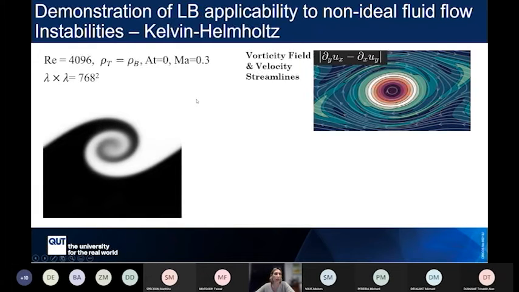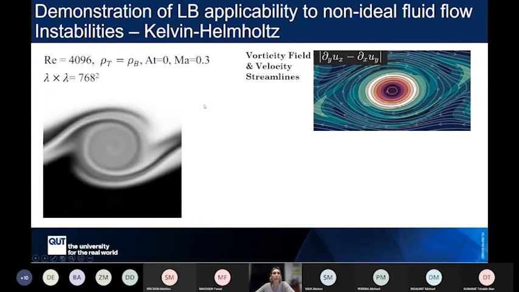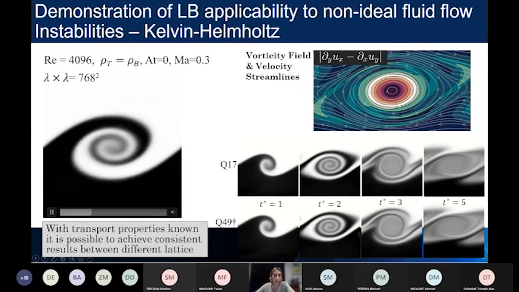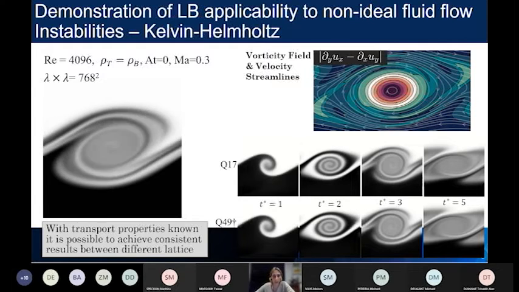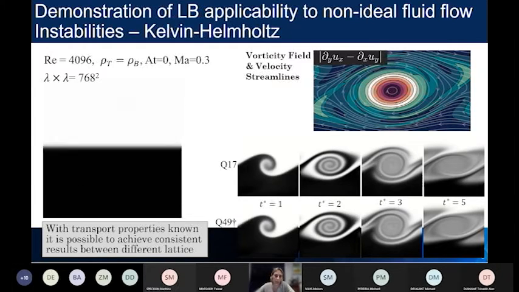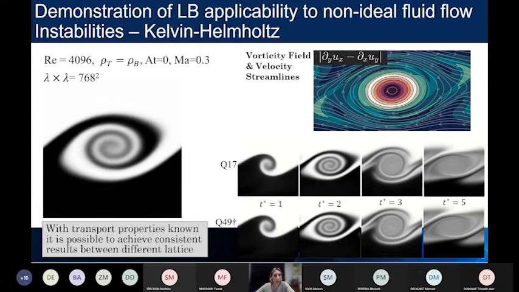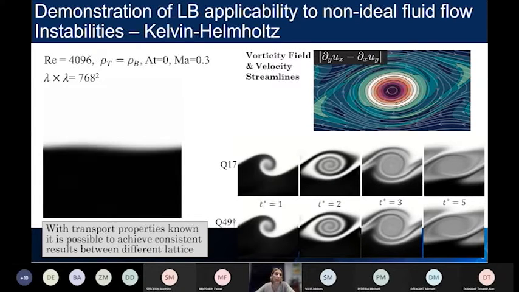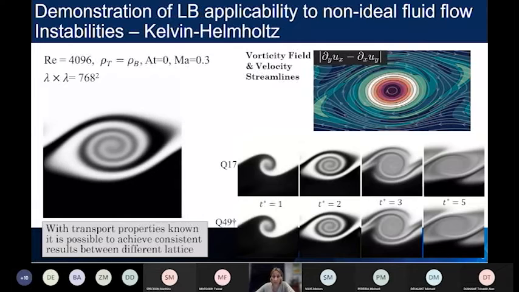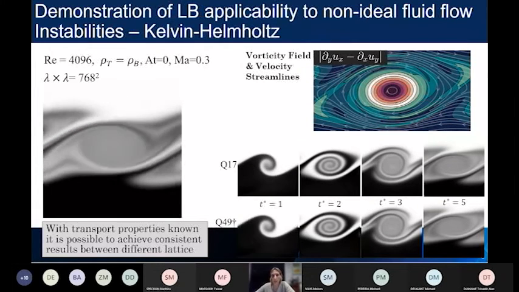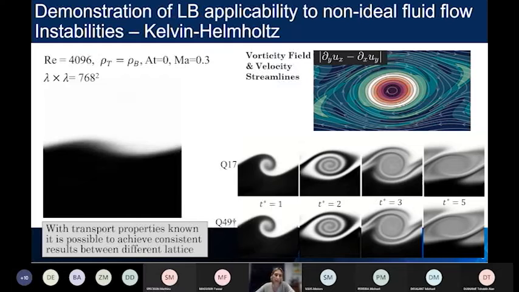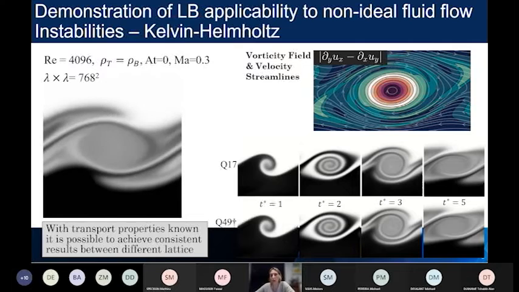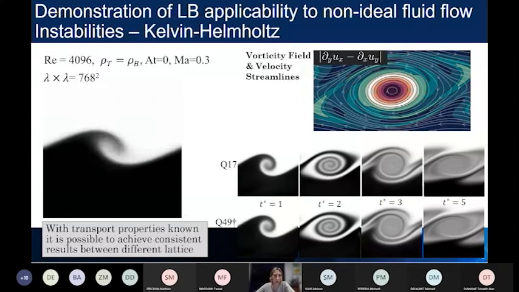And similarly, we looked at the Kelvin-Helmholtz instability. Again, looking at the comparison between the Q17 and the Q49, so a 3rd order and a 4th order accurate simulation. What we can see is the consistency between those simulations. We can achieve that because we have the transport properties now from our pressure tensor. We only looked qualitatively at how those 2 fluids are mixing together in the instability. We haven't done any further quantitative analysis of those simulations.